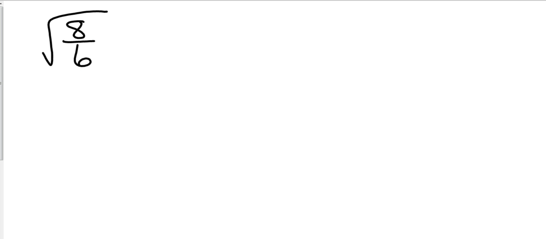How about that one? Let's rewrite it to what? Square root of 8 over the square root of 6. All right. What's on the bottom? What's on the denominator? Square root of 6. Can I have a square root on the bottom? No. How do I get rid of it? Multiply top and bottom by square root of 6.